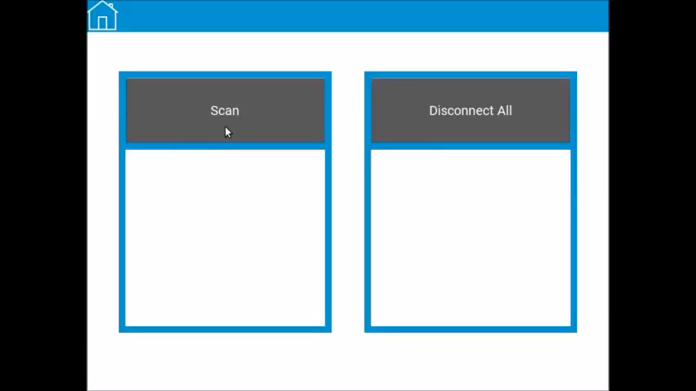Scanning sometimes takes a decent amount of time because it is scanning every Bluetooth device in the area. However, don't worry, the specially configured Raspberry Pis will be the only thing that show up in the list.